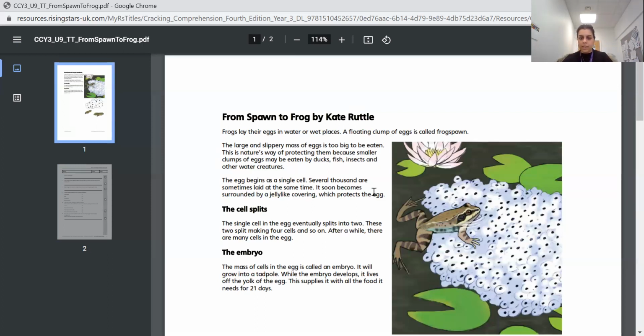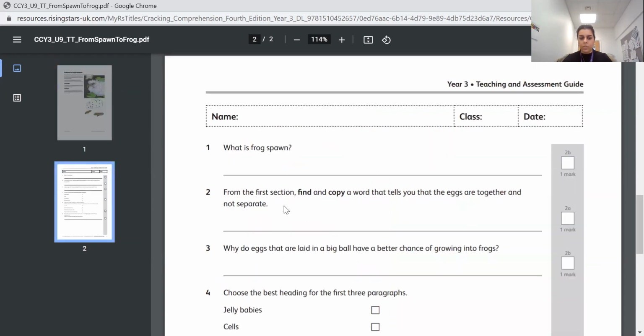And another thing that protects it here is that over the cells, it has a jelly-like covering which protects the egg. However, the best answer is about it staying together, it's too big to be eaten, because they'd still have a jelly-like covering even if they weren't as many together. So the best answer I'm looking for there is that they were tightly packed together, which protects them because smaller clumps of eggs could be eaten, but larger ones can't. Okay, let's have a look at the next question.